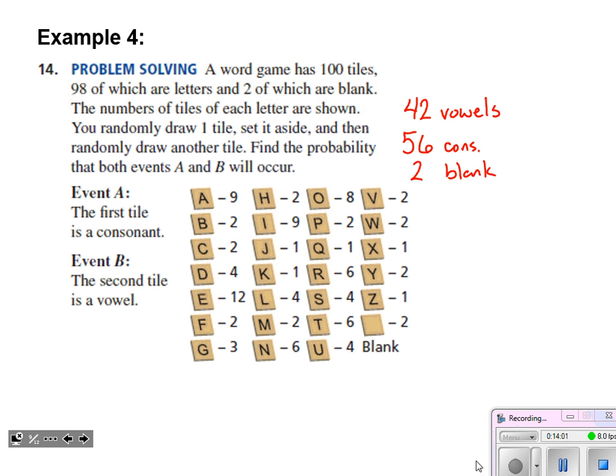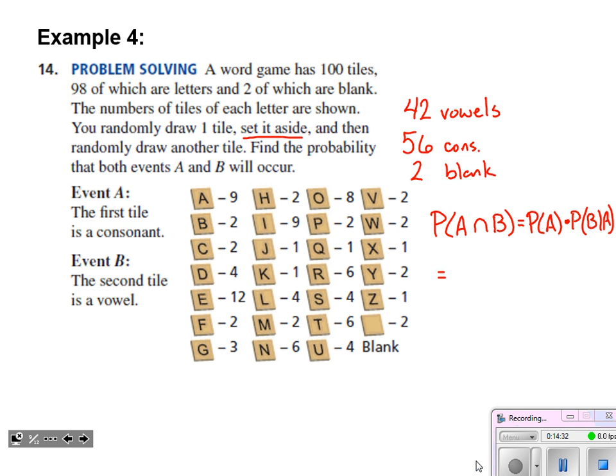So we want to find the probability of A and B. But they say you draw one tile and set it aside. You don't replace it in the box. You have to keep that one. So now I know that the probability of A and B, those are dependent events. So I've got the probability of A times the probability of B given A has occurred. All right, so let's figure out what those probabilities are.